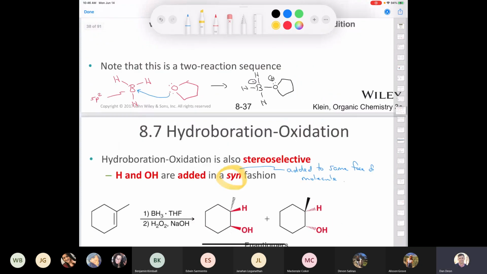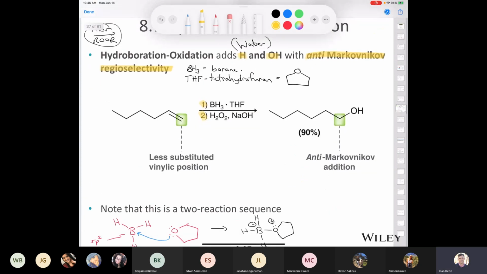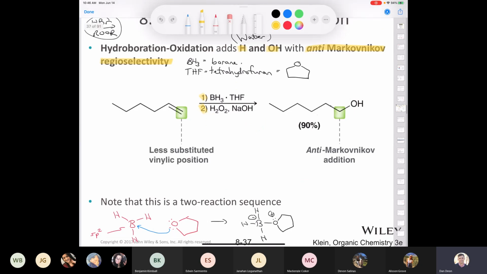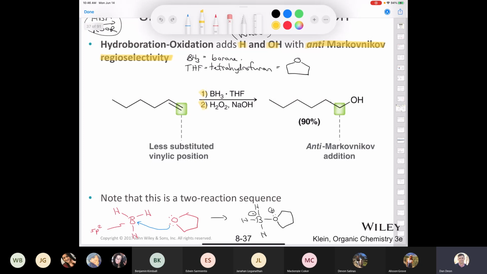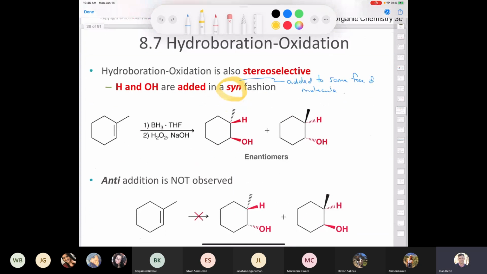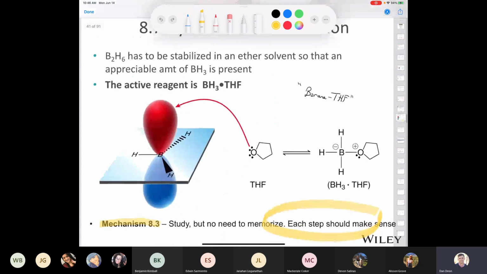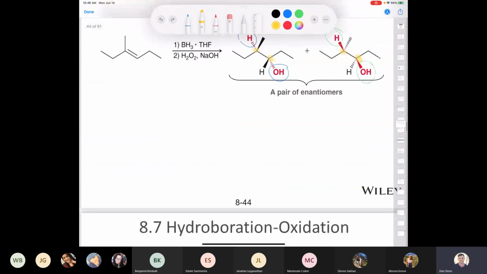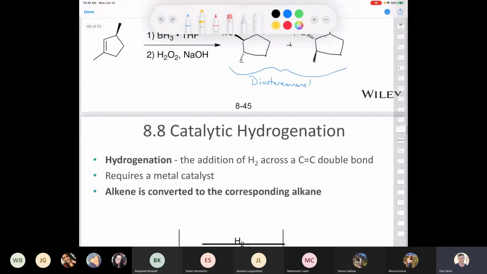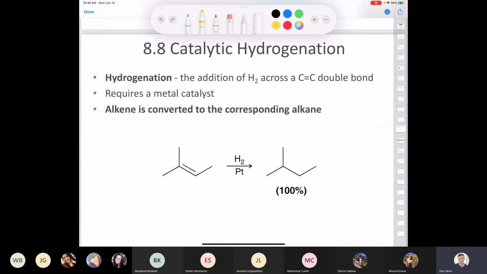Next, I'm going to skip ahead, and we talked about hydroboration oxidation. It's a two-step process. First step is borane THF, followed by hydrogen peroxide and sodium hydroxide. We saw that it effects an addition of water with anti-Markovnikov regioselectivity, and it occurs via syn addition. All right, there we go. So we talked about that in great detail. But with all that in mind, I want to move ahead and talk to you about one more reaction before we take another break, and that is catalytic hydrogenation.